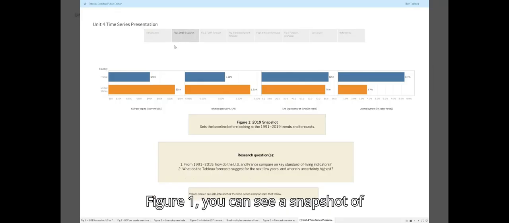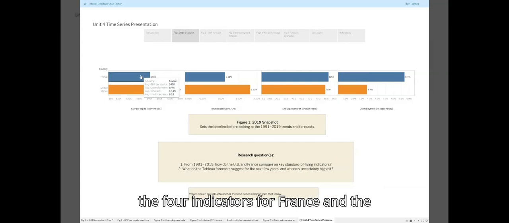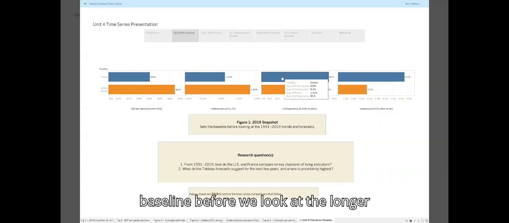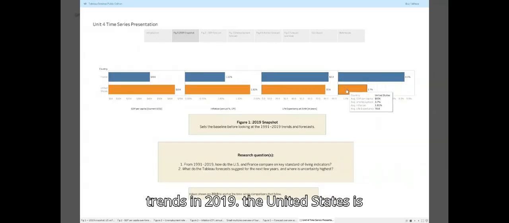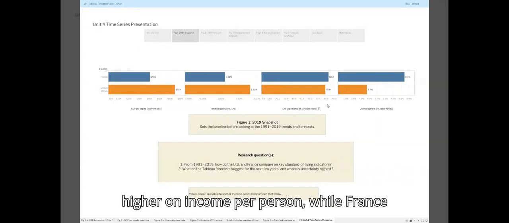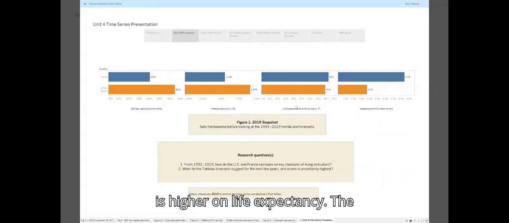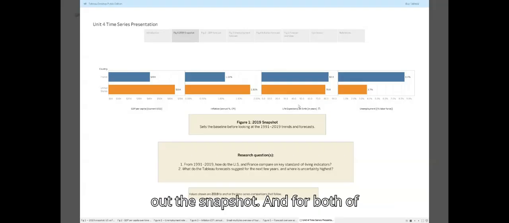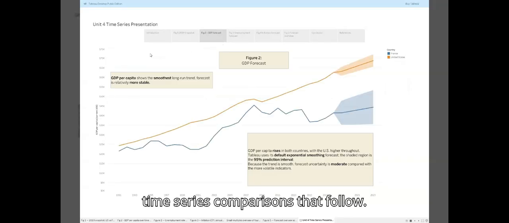Here in Figure 1, you can see a snapshot of the four indicators for France and the United States in 2019. This sets the baseline before we look at the longer trends. In 2019, the United States is higher on income per person, while France is higher on life expectancy. The inflation and unemployment panels round out the snapshot, and for both of those measures, lower percentages are generally better. Together, these four panels establish the baseline for the time series comparisons that follow.